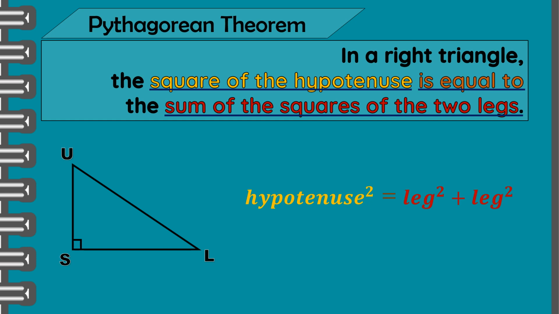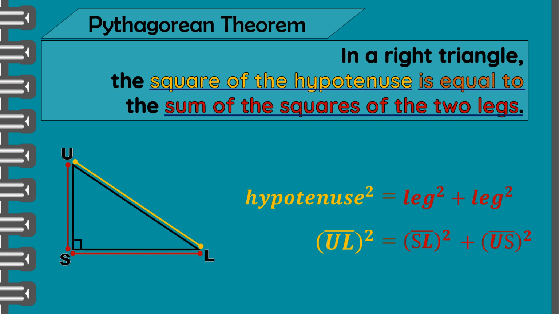Applying the Pythagorean theorem in right triangle USL, we have the hypotenuse is segment UL. We square segment UL, that is equal to one of the legs is segment SL. We square segment SL. And the other leg is segment US. We also square segment US. So that is the square of segment UL is equal to the sum of the squares of the two legs, which are segment SL and segment US.